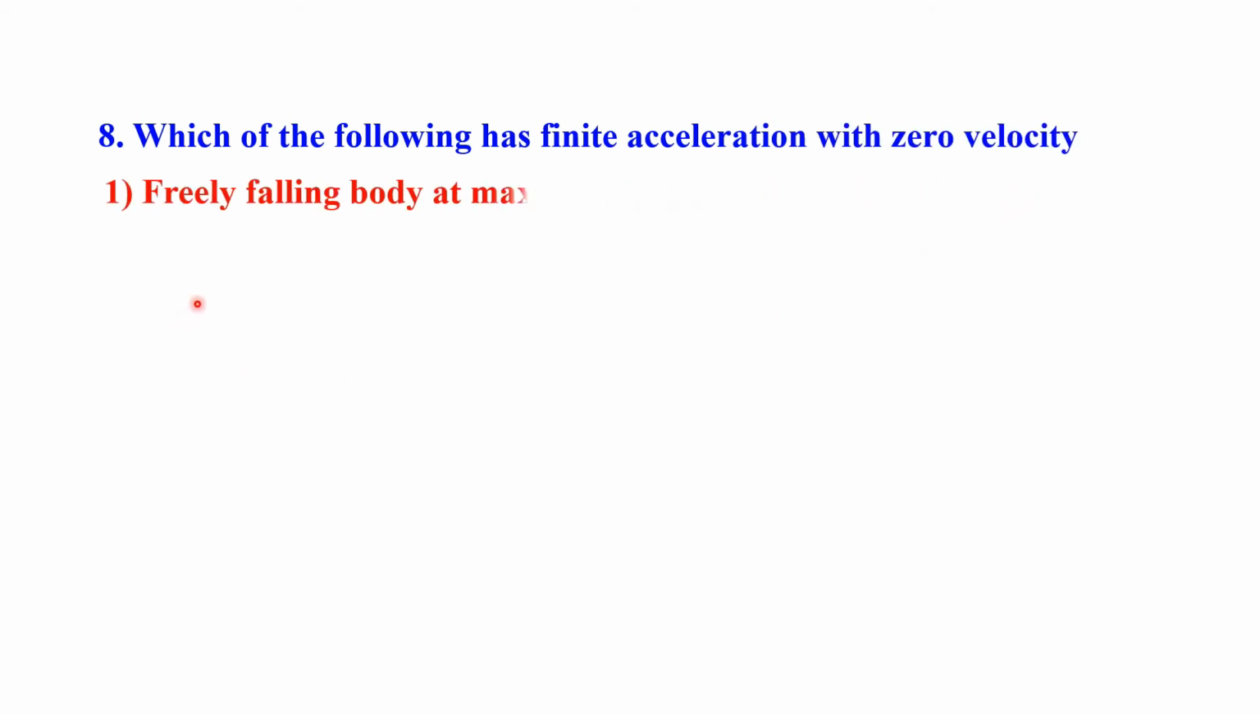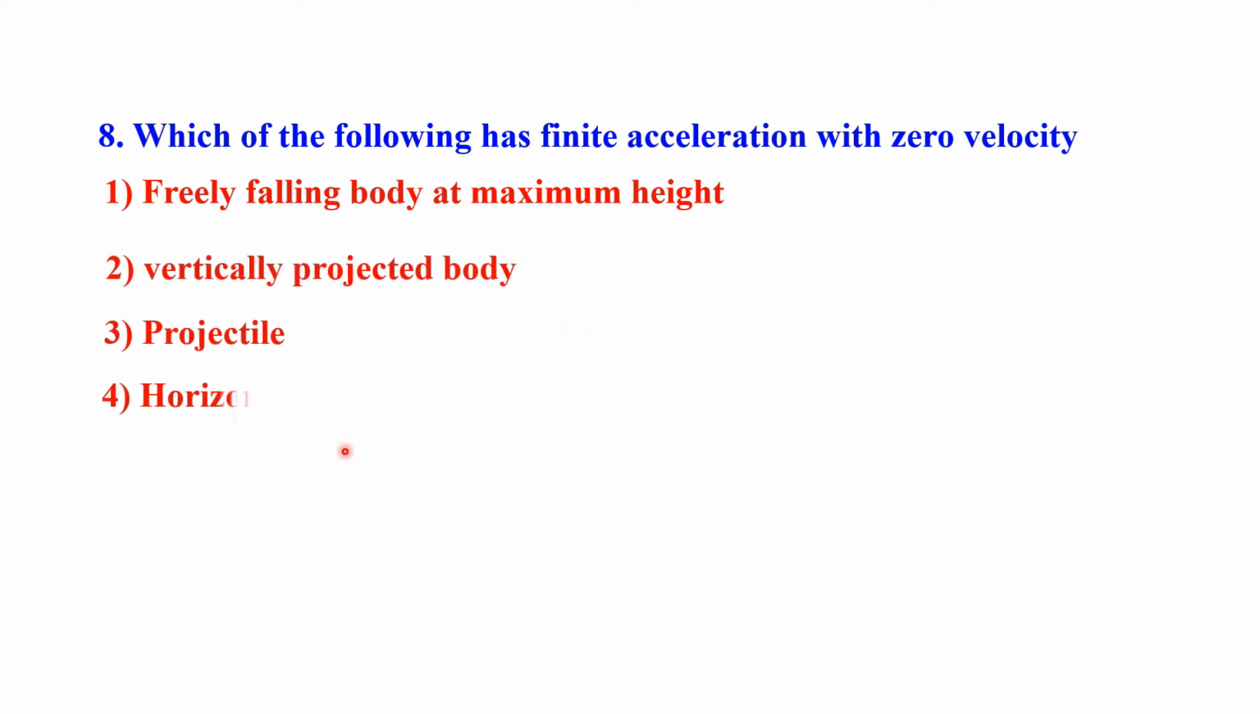Next, which of the following has finite acceleration with zero velocity? Freely falling body at the maximum height, vertically projected body, projectile, horizontal projectile. So here the vertically projected body has finite acceleration with zero velocity.